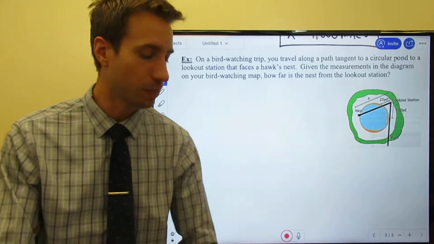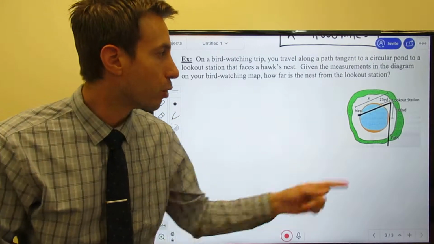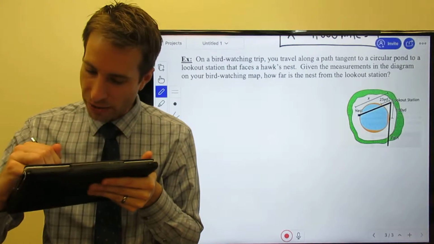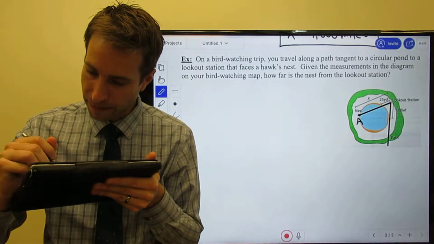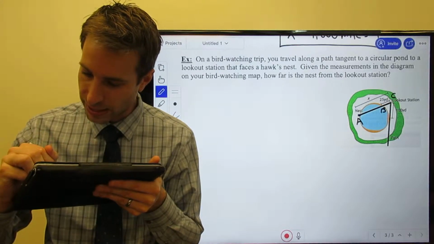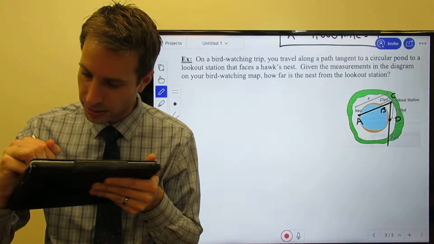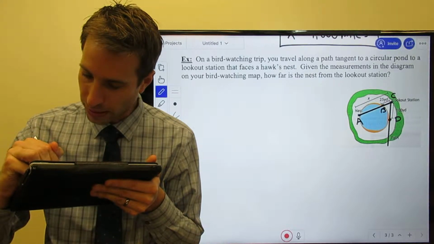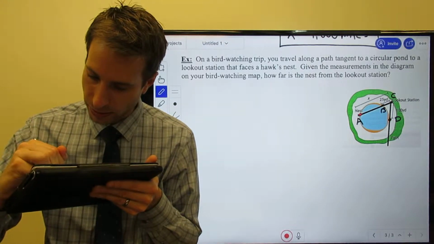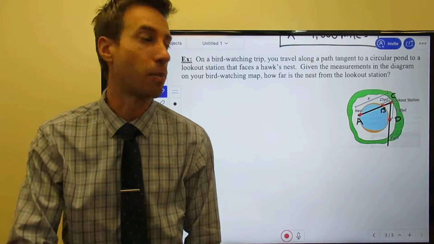Okay, here we go. Let's set it up. Actually, I didn't put any points in here, so let's go ahead and put some points in here. I'm going to call the nest point A. I'll call that guy right there B. I'll call the lookout station C. And that point of tangency right there is D. So there's D, C, there's point B, and there's point A. In fact, let me put the points in red so that you can see them a little bit better. All right, there's all my points.